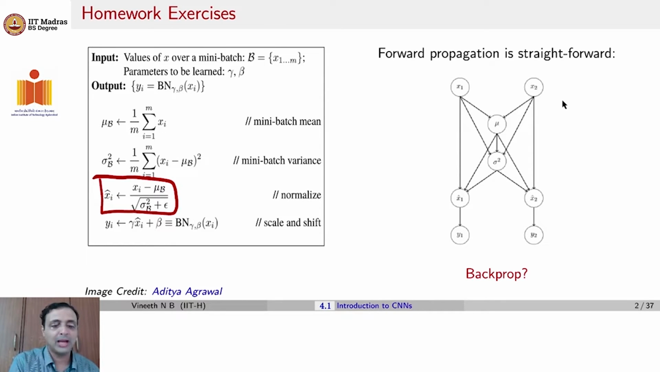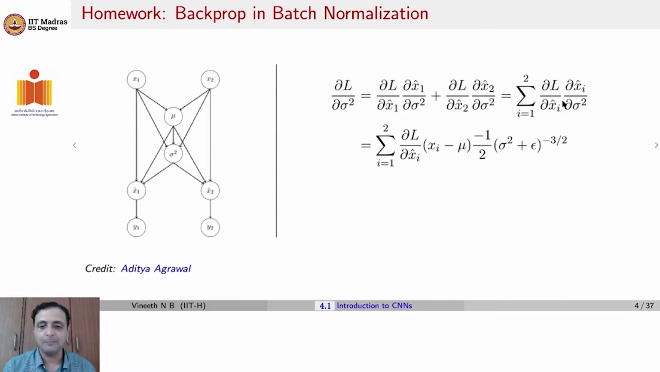So the gradient ∂xi hat/∂σ² just follows the gradient of this particular term, which can be written as (xi minus μ) into minus half into (σ² plus ε), which would have been the denominator, into minus 3 by 2.